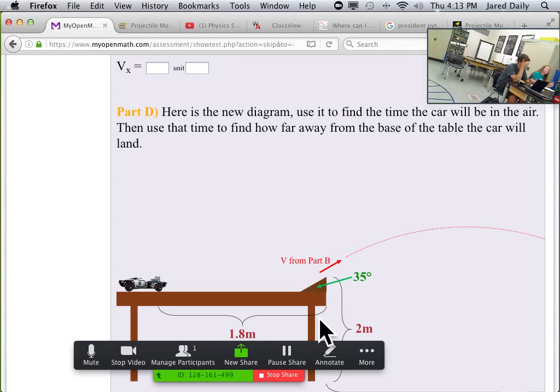It's just like throwing a ball up and letting it fall down. Even though the car is moving horizontally, remember those two motions are separate. It's the same as shooting a gun horizontally and dropping a ball, right? They're going to land at the same time.